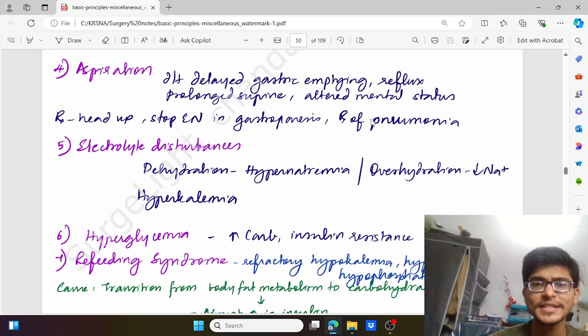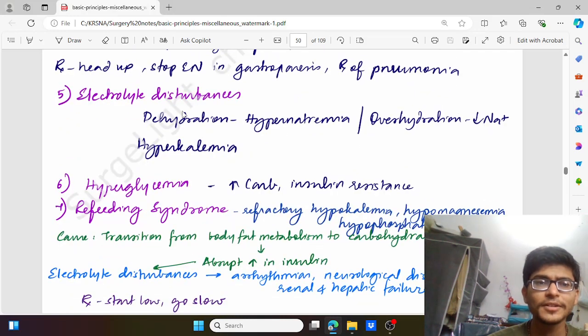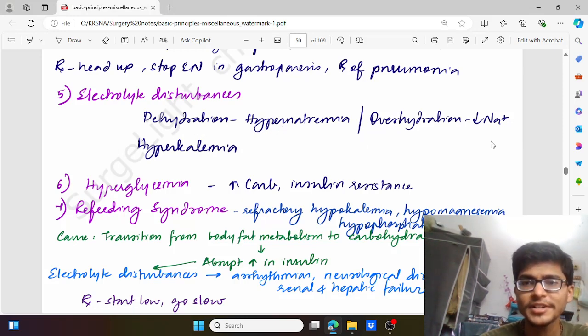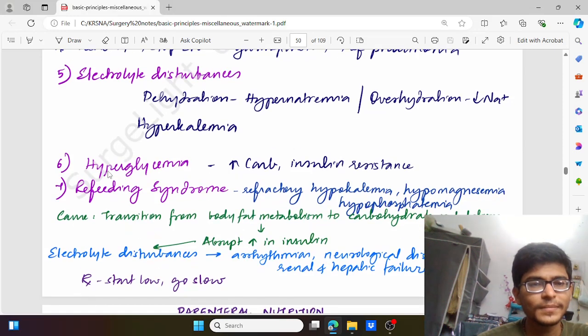In case of gastroparesis, treat pneumonia, electrolyte disturbances, dehydration, hypernatremia, overhydration, decreased sodium, and hyperkalemia. So there could be electrolyte disturbance along with it: dehydration, hypernatremia, overhydration, decreased sodium. Hyperglycemia, increased carbohydrates, insulin resistance.